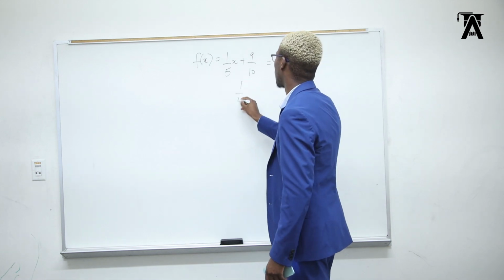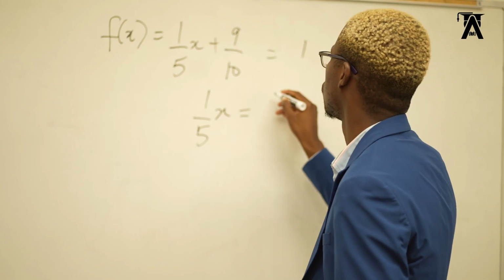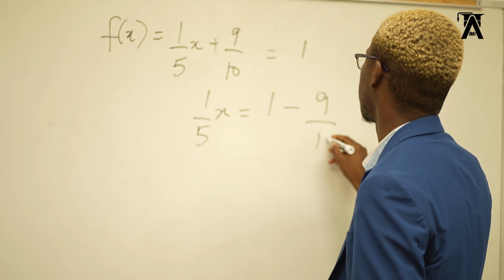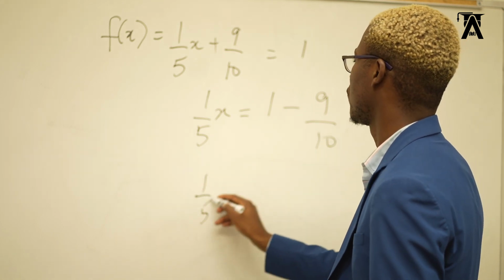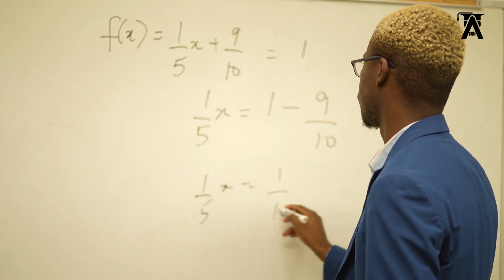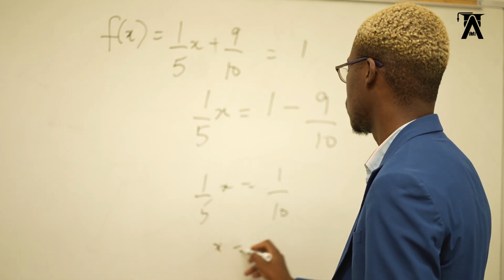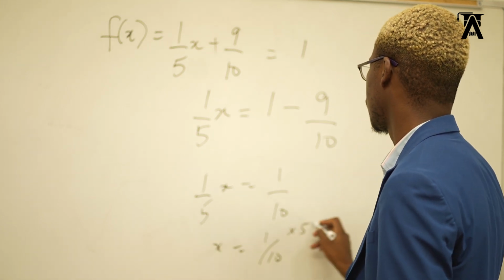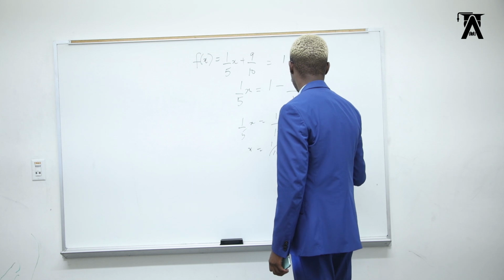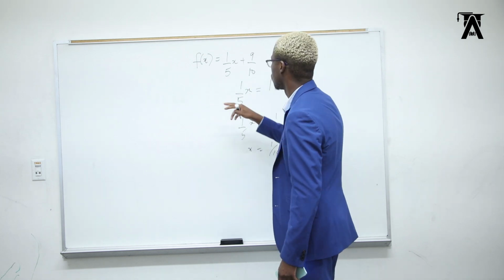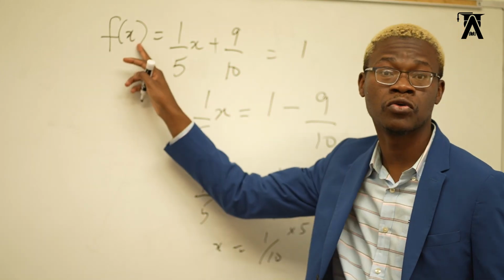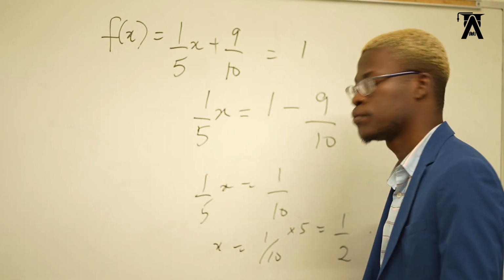So 1 over 5x equals 1 minus 9 over 10. 1 over 5x equals 1 over 10. So x is 1 over 10 times 5, which is 1 over 2. So the value of x for which this function would equal 1 is 1 over 2.